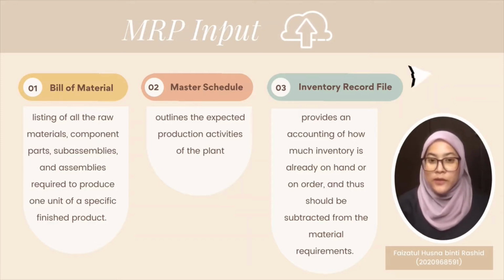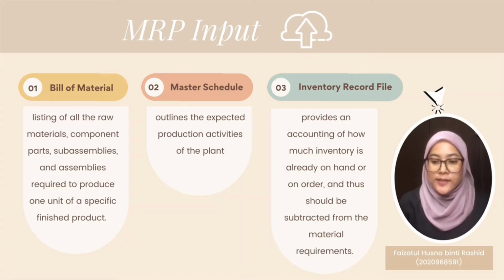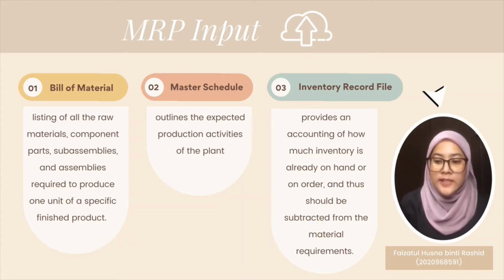So, generally, by using the master production schedule, the system can determine how much time and labor are required to complete each step and when they need to happen, so that the production can occur on time without any delays.